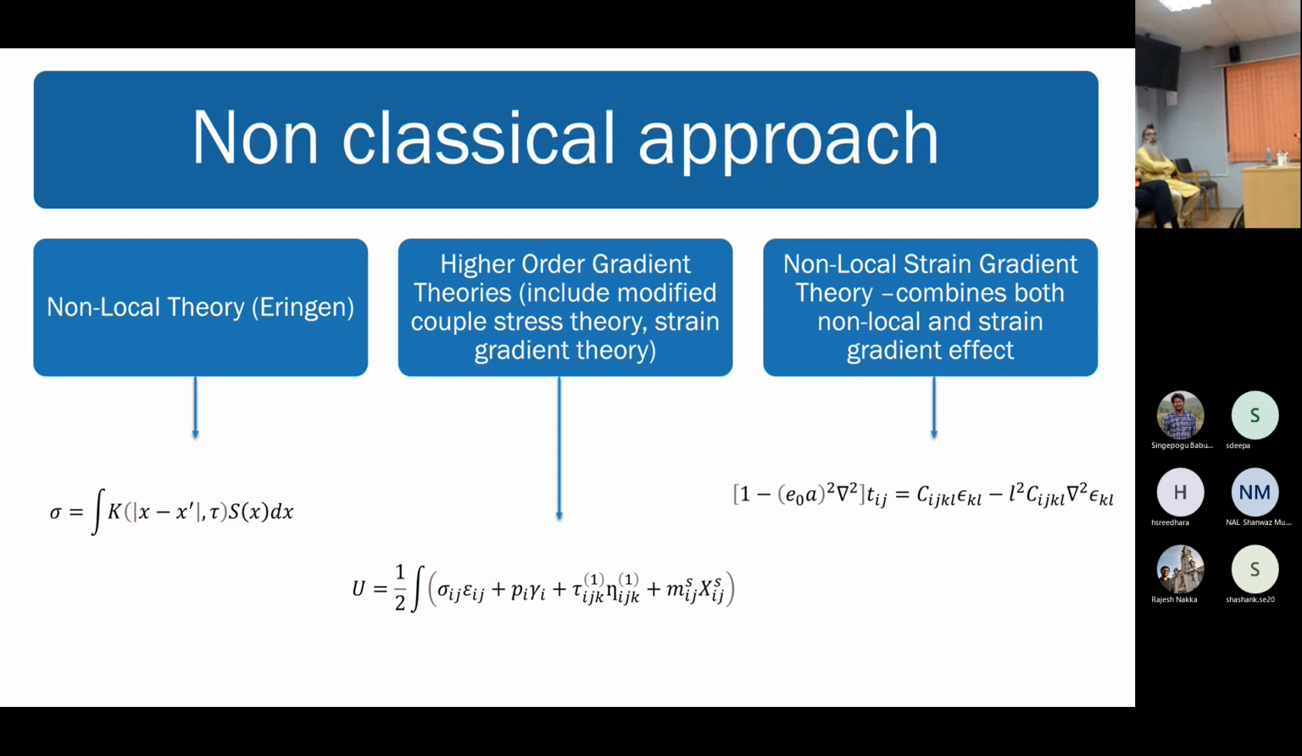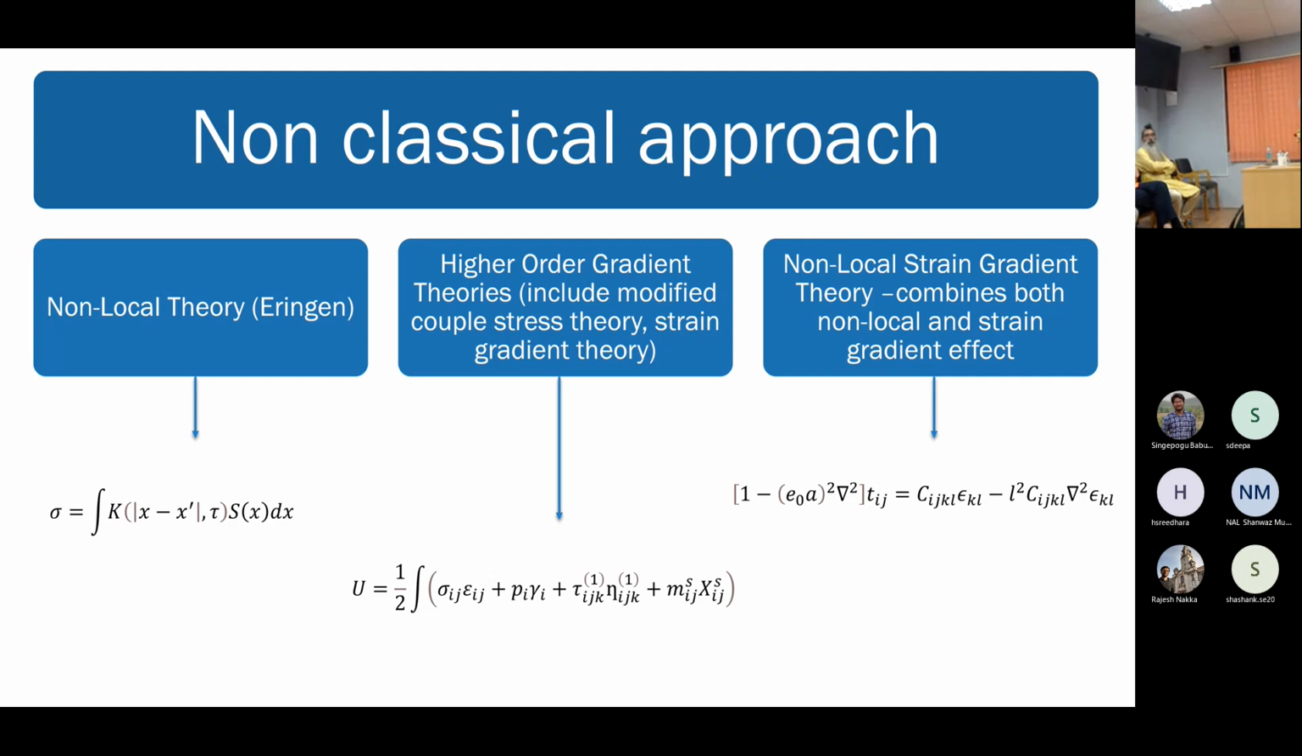And now what is coming up is the combination of both these theories, where you take the material parameter from the non-local theory as well as the strain gradients and their effect. So that's why this definition comes from the non-local theory by Eringen.